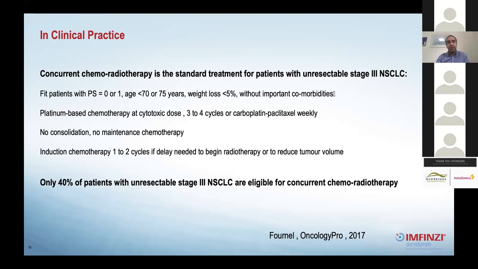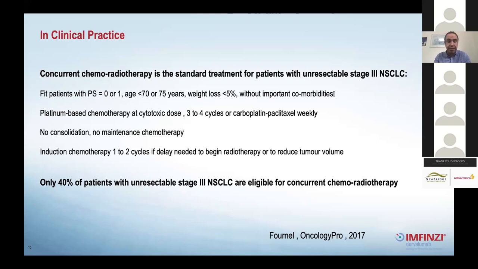Platinum-based chemotherapy at cytotoxic dose, 3 to 4 cycles, or carboplatin paclitaxel weekly. No consolidation, no maintenance chemotherapy. Induction chemotherapy, 1 to 2 cycles if delay is needed to begin radiation therapy or to reduce tumor volume. Only 40% of patients with unresectable stage 3 non-small cell lung cancer are eligible for concurrent chemoradiation therapy.